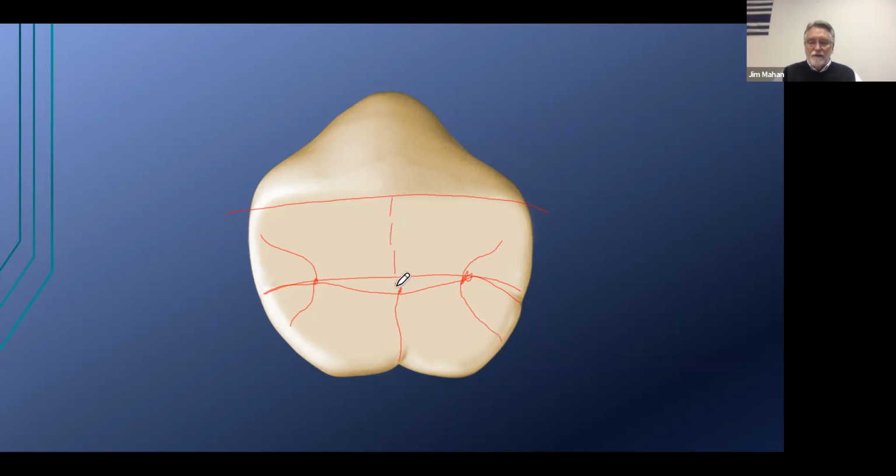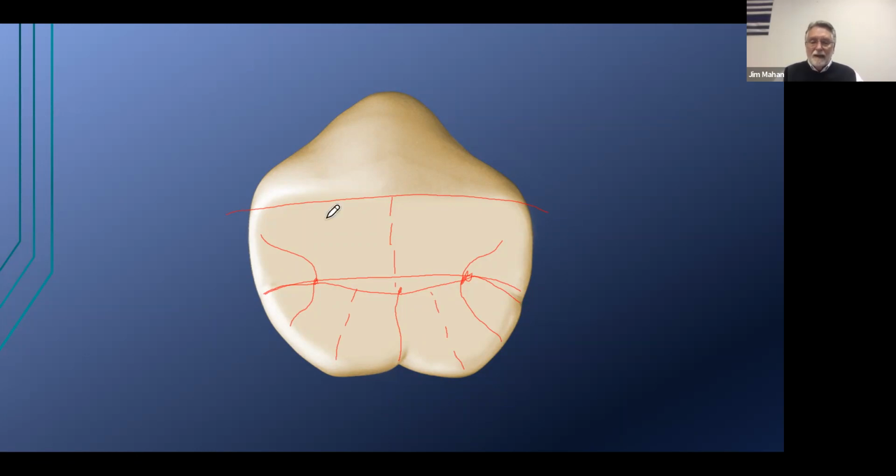So the top of the ridge is right here. It always goes from the cusp tip to midway between 2 adjacent pits, this one and that one. That's kind of a given in this case. Now, the last tooth we're going to do is going to be the lower first molar, and you'll see that there's an interesting concept there.